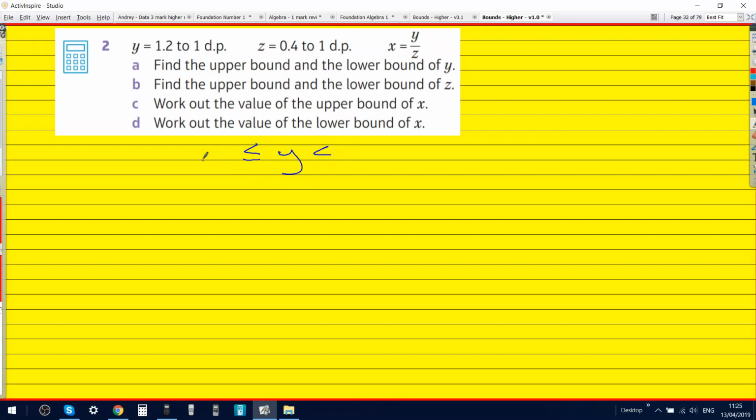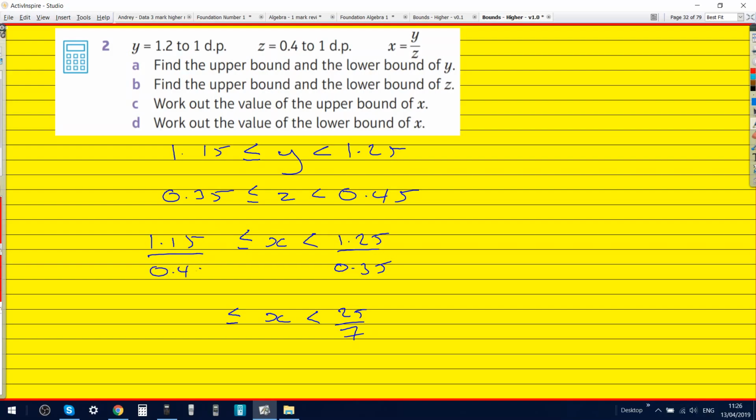1.15, 1.25. Right. C is 0.35, 0.45. Okay. And then the upper bound would be the highest number divided by the lowest. So 1.25 divided by 0.35, which is, should we leave it as a fraction? Yeah, fine. 25/7. And lower bound would be 1.15 divided by 0.45, which is 23/9.